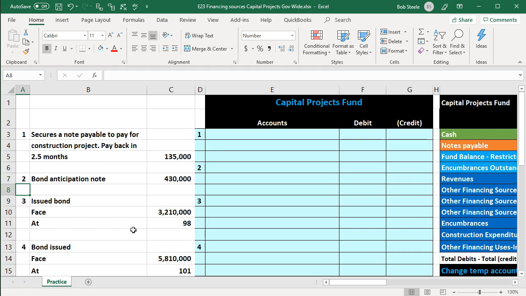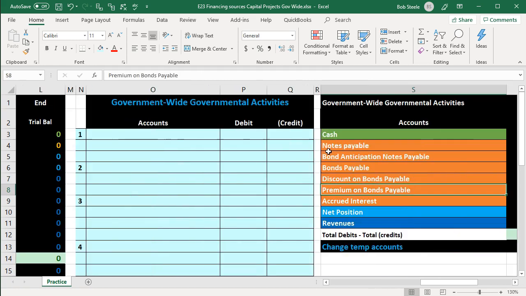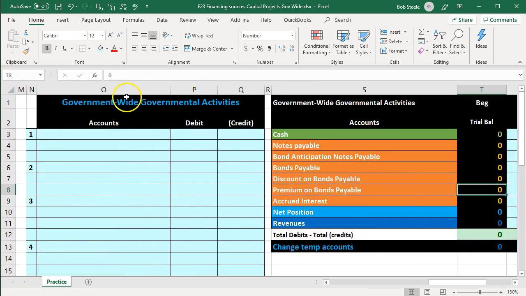Let's first record it in the government-wide activity. That's going to be more on an accrual basis, what we would expect. And then we'll come back to the Capital Projects Fund, which will be on a modified accrual basis, which is less what we're used to, most likely. So we're going to be back over here in column O. We're in the government-wide activities, and we're going to get cash. That's going to be the first item.